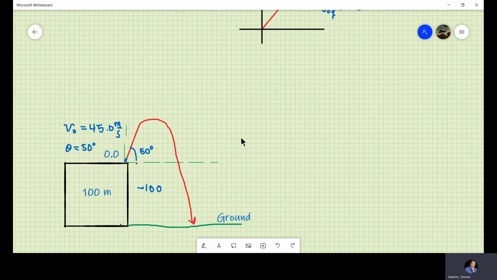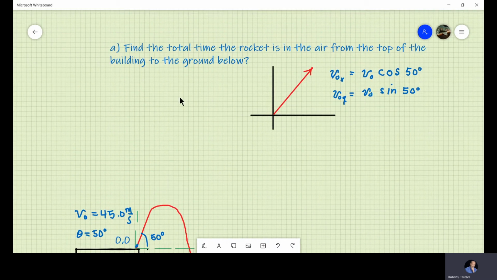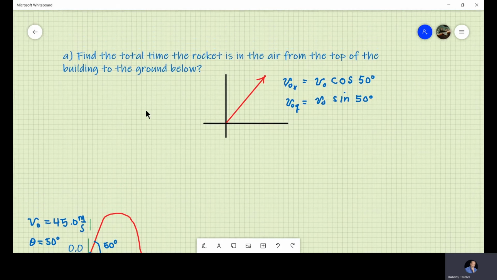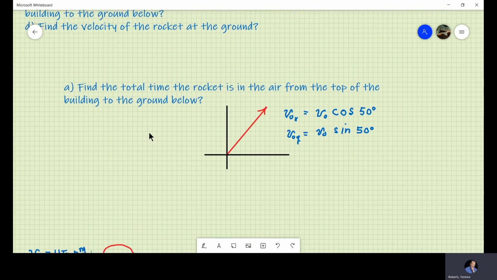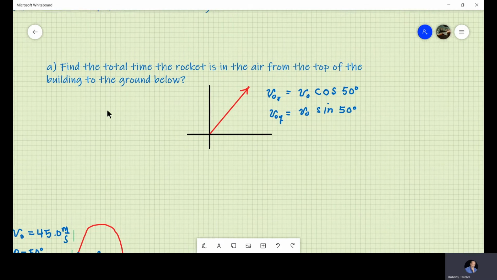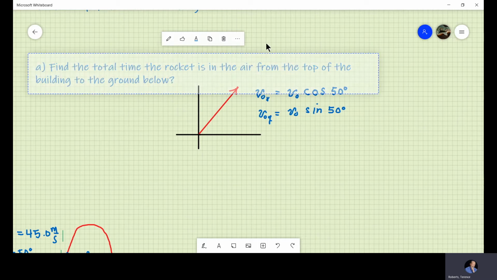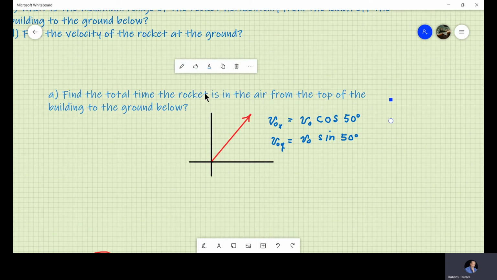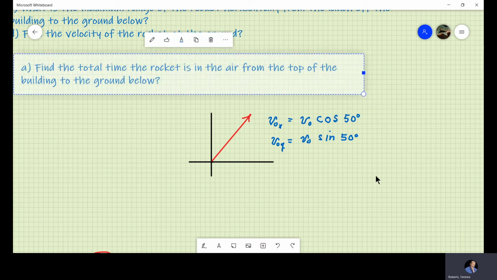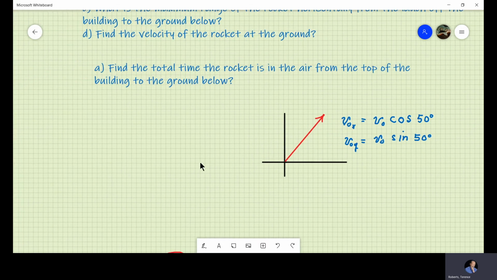Okay, so let's do this problem. The first thing it asks us to do is find the total time the rocket is in the air. To find the total time the rocket is in the air, we need to have an equation that we can use.